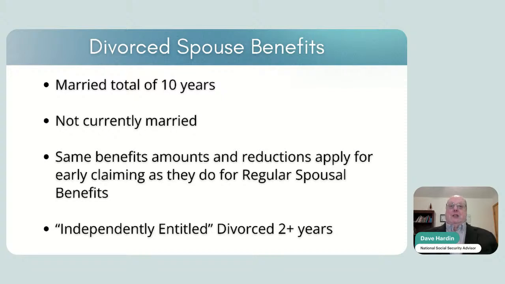And you can't currently be married. If you were married for 10 years and you divorce and you remarry, you don't have divorce spouse benefits after 1 year. You have new spousal benefits. Now, here's interesting news. If you divorce again or your new spouse passes away, those previous divorce spouse benefits become available to you, and you have some options.